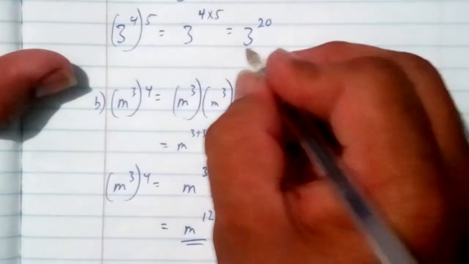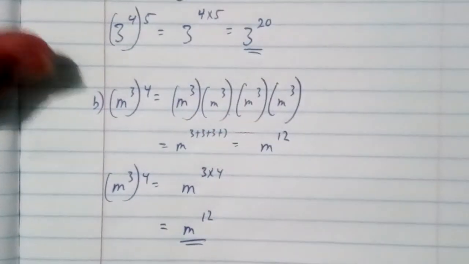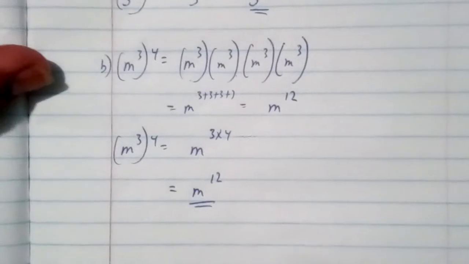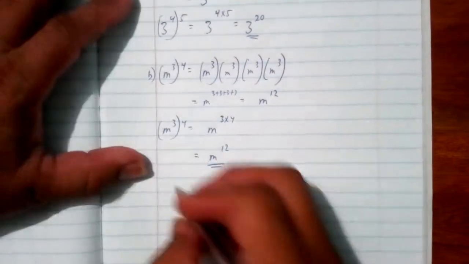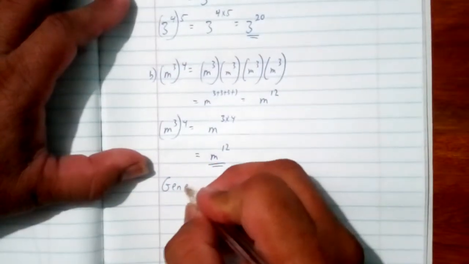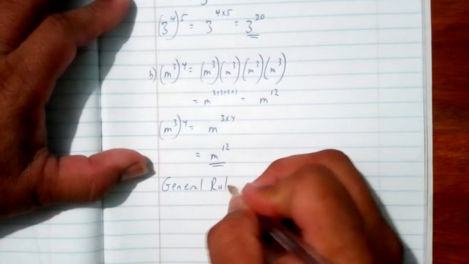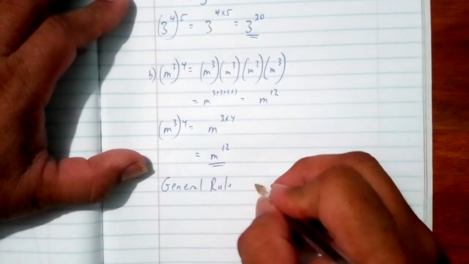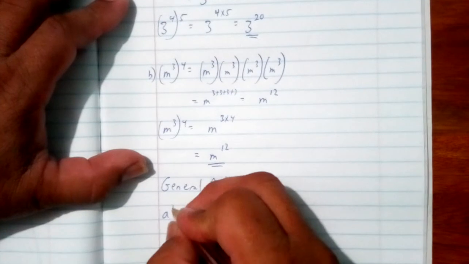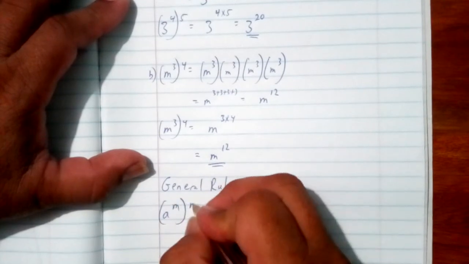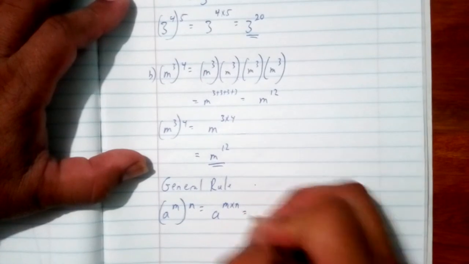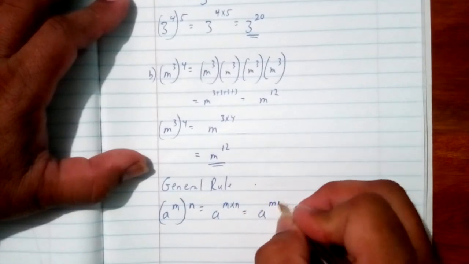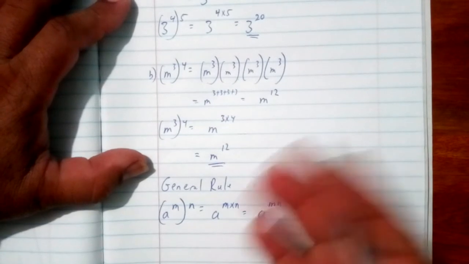This is index form. Okay, so is there a general rule? Yes, there is a general rule. So let us write the general rule. The general rule for power to a power means, for example, a base to a power raised to a next power means you keep the base and multiply their powers. It gives us a to the mn. A is just a letter, just any number or any algebraic value.